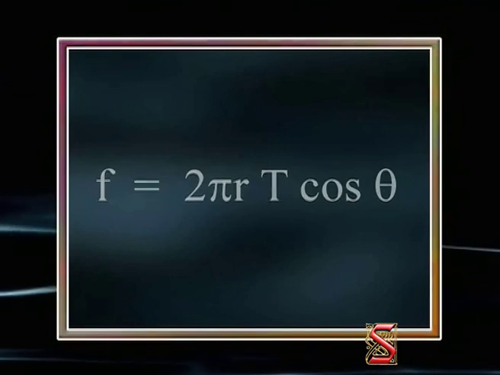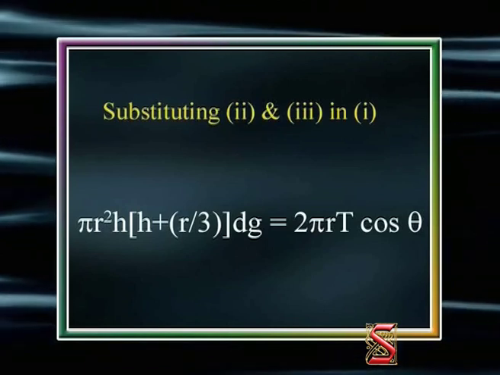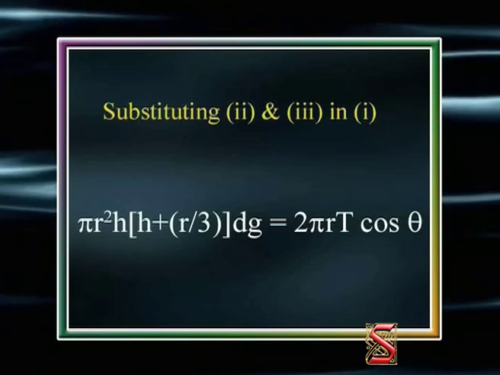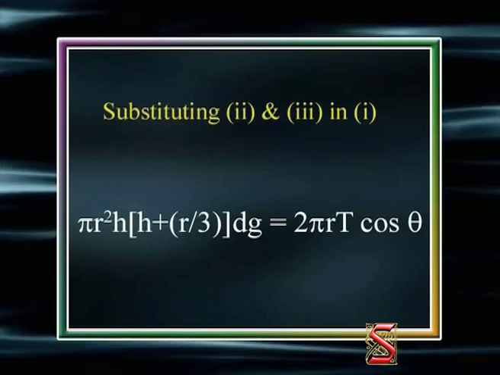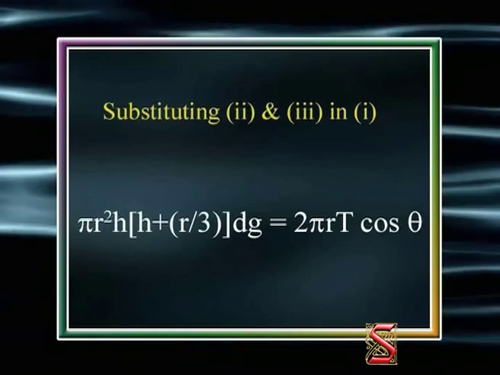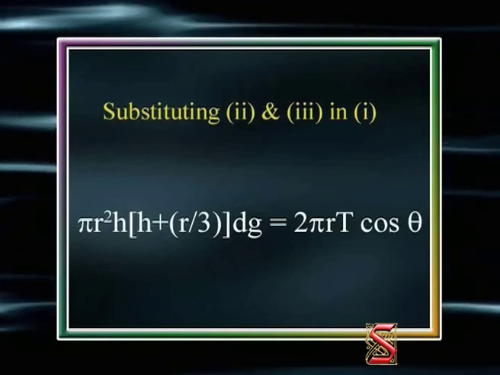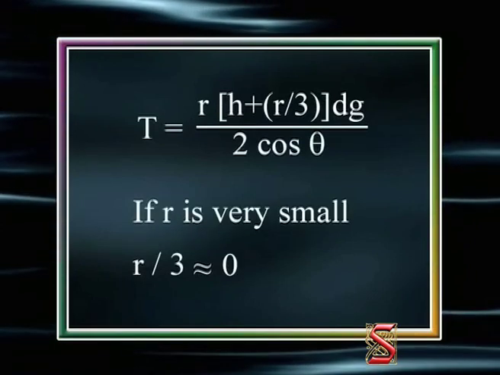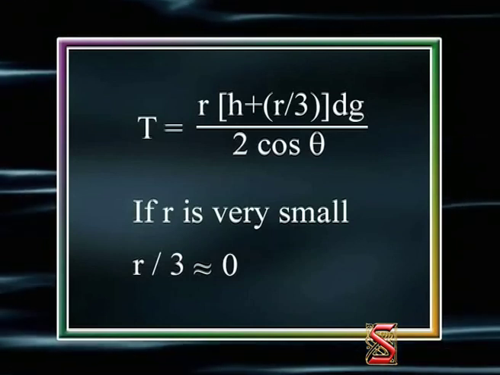Now, let us substitute equations 2 and 3 in 1. You may get the relation pi r square of h plus r by 3 into dg is equal to 2 pi RT cos theta. And the next one is the deduction of surface tension from the relation, that is T is equal to R into h plus R by 3 into dg by 2 cos theta.